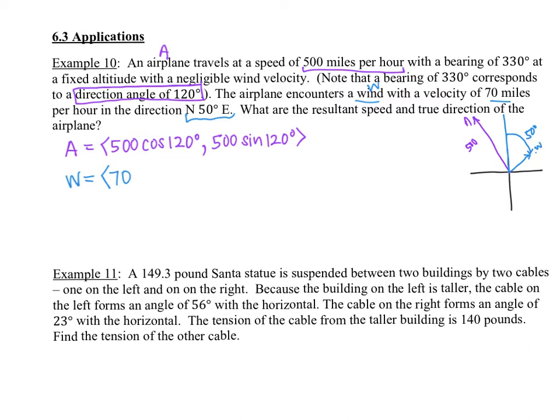In order to do the problem, I actually need its direction angle. The direction angle comes from the positive x-axis, so I need this angle here. If this is 50 up here, and this is 90, this must be 40, since 40 plus 50 gives me 90 degrees. So the direction angle of the wind must be 40. Now I can finish its component form.